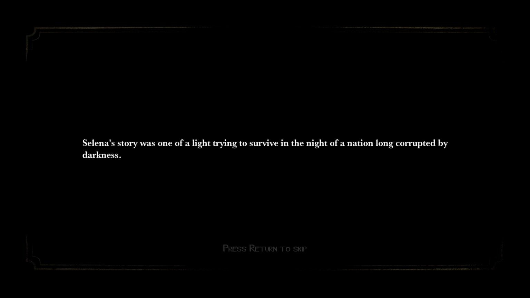I could smell from here the scent of murder and madness which emanated from below. I think that's just mildew. Selena's story was one of light, trying to survive in the night of a nation long corrupted by darkness. I have to admit it, I was afraid of what I would find at the end of that path. The American dream, certainly, Sam.